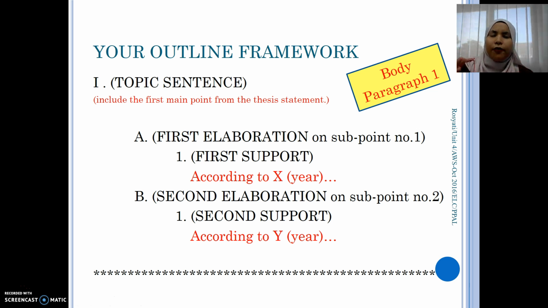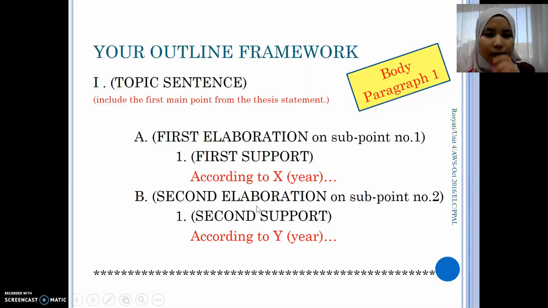To put this in outline form, I'll do it like this. Roman numeral 1 is the topic sentence, which includes the first main point from the thesis statement. A is the first elaboration on subpoint number 1. Remember when you did your mind map, you had the topic at the center, three branches of main points, and under each main branch two sub-branches. These two sub-branches are going to be your elaborations here. So you elaborate subpoint number 1 in your own words first, and then provide the support, which is the citation: according to whom, which year, what is the support. Make sure the support is related to your elaboration on subpoint number 1.